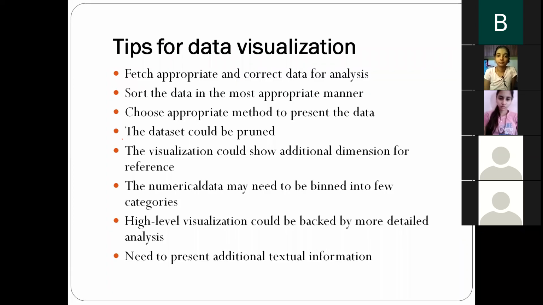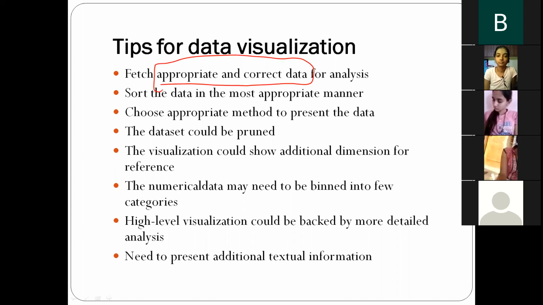Next is the tips for data visualization. What are all the tips? Fetch appropriate and correct data for the analysis. Here, collecting the appropriate and correct data is very, very important. If you collect wrong data, then the analysis is going to be wrong. Next, sort the data. Sorting is very important. After collection of the data, you have to sort it. Choose the appropriate method to represent the data. Which one is important? Bar chart, pie chart, or stacked chart, many are there. You have to decide and use that one.